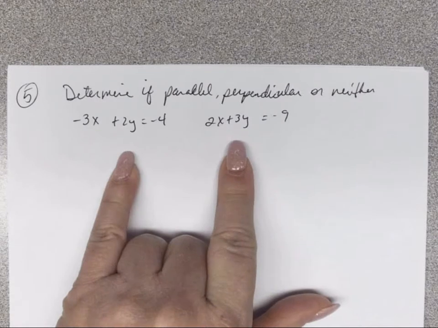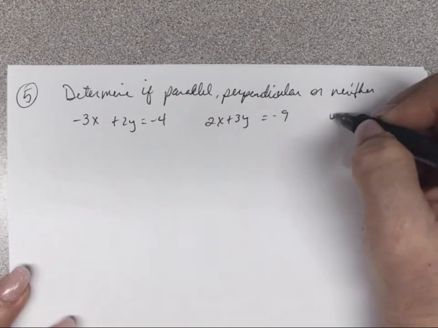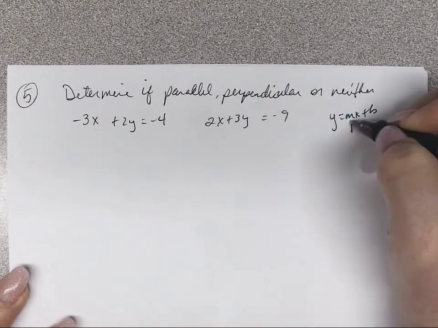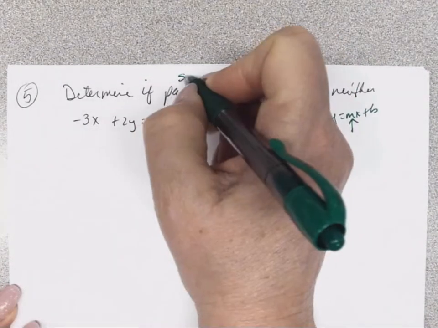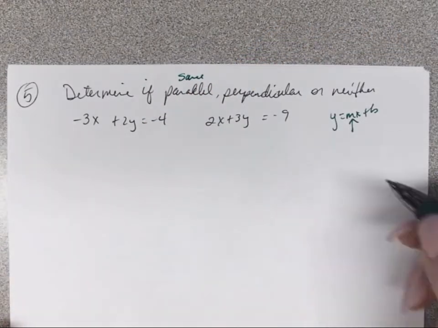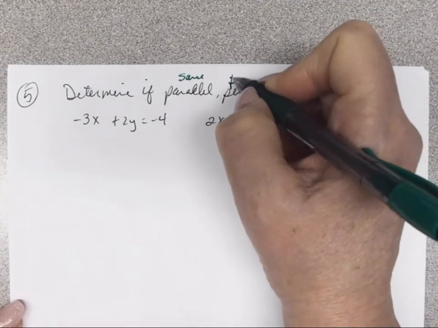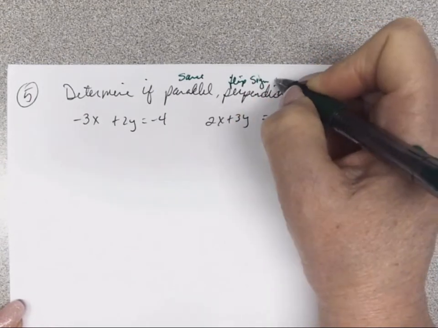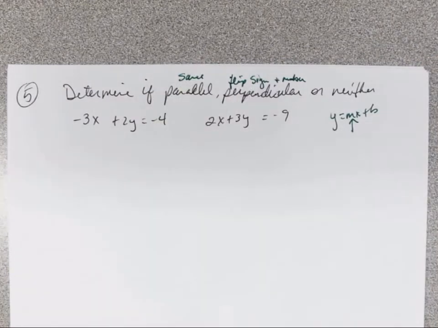So we're going to solve both of these equations in slope-intercept form. So it'll be y equals mx plus b is what we want. We want it in this format because we're going to look at the slopes. Remember, if they're parallel, they will have the same slope exactly. Perpendicular, it'll be the negative reciprocal or the opposite reciprocal. So you're going to flip the sign and number, and then neither, it won't match either of those.